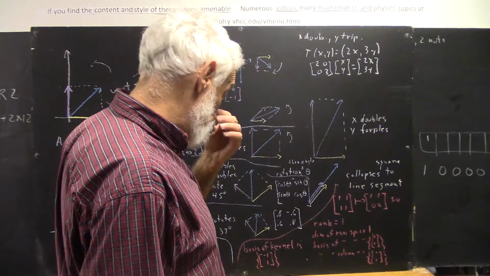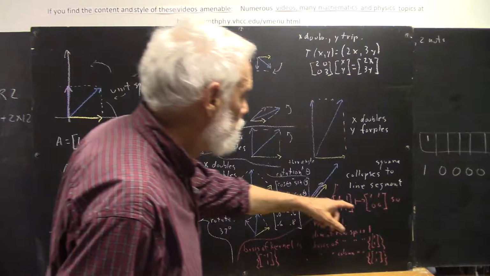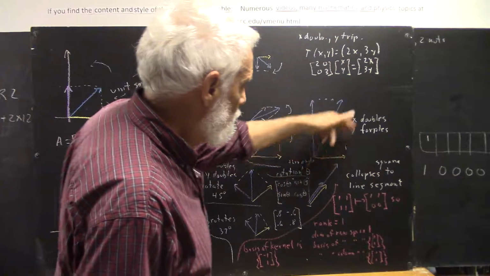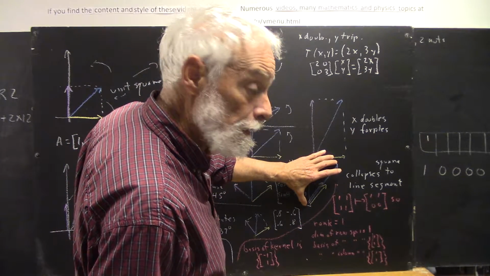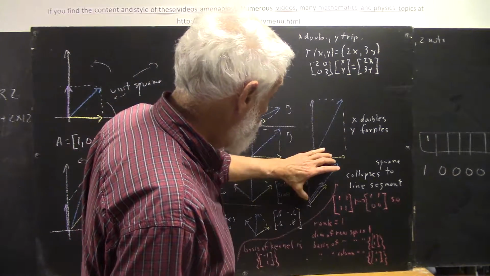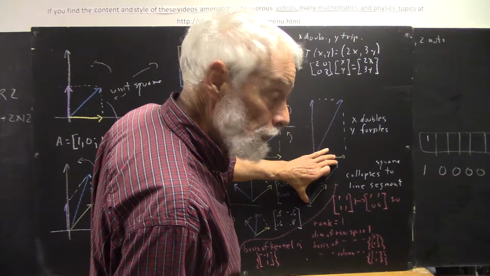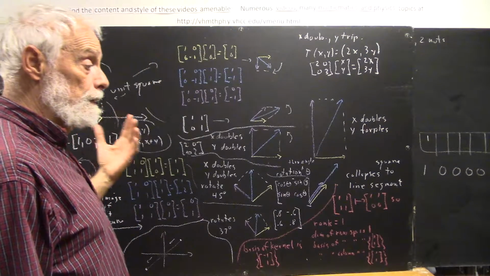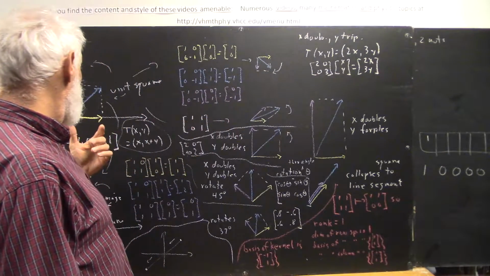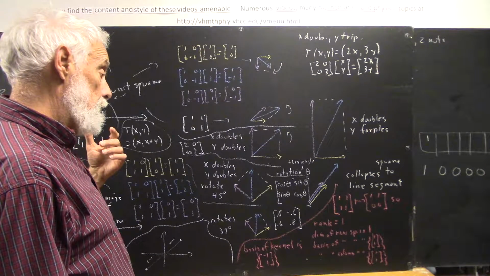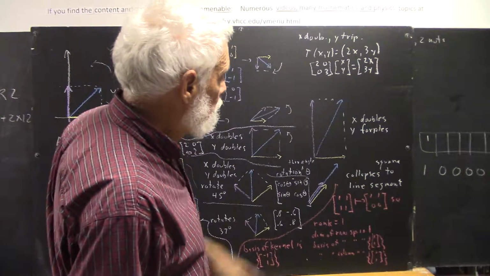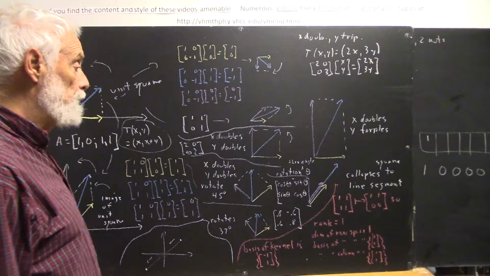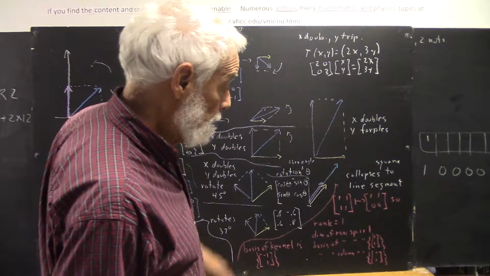Okay? So what happens is this transformation collapses this square to just a line segment from here to here. All the vectors lie within this line segment, and the entire space here maps to a simple one-dimensional line. All multiples of any vector are going to be along this line.